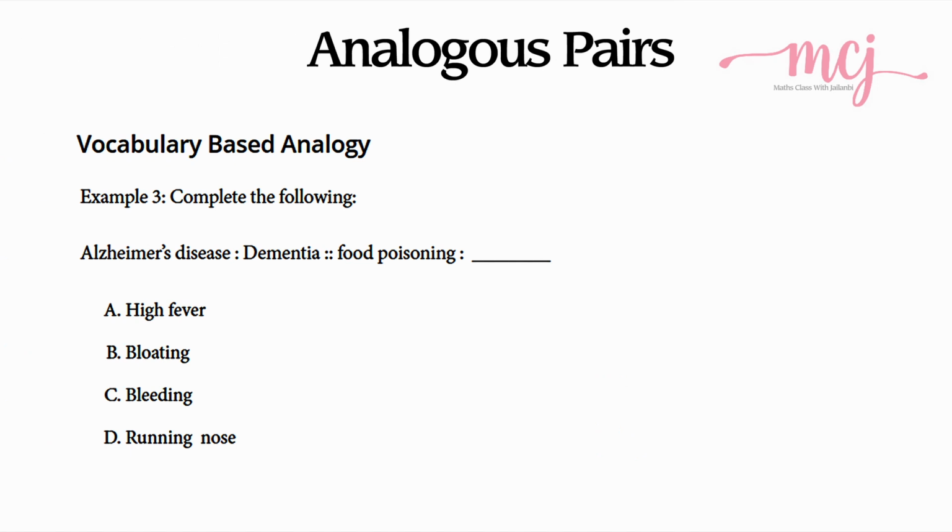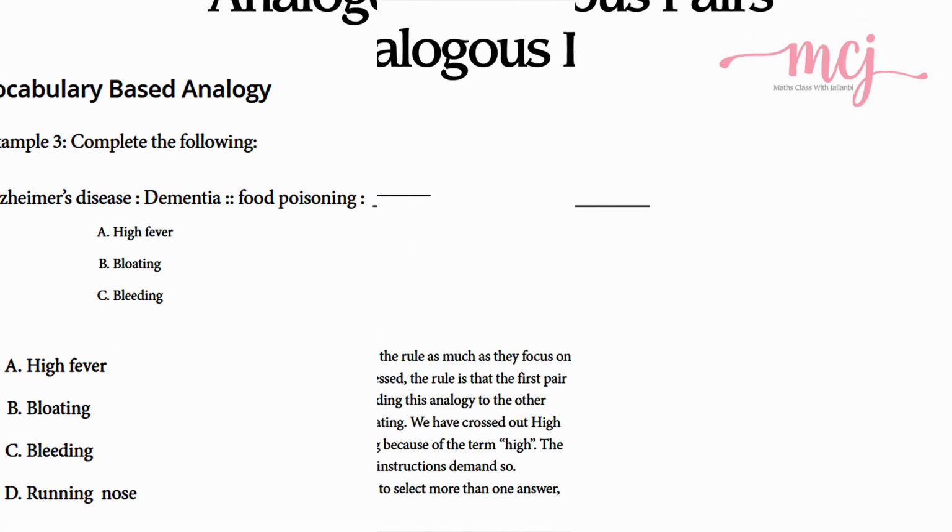Next, vocabulary based analogy. In this section, as you might have guessed, the vocabulary of the candidates is checked. Let us see this with the help of an example. Here we have the example. Alzheimer's disease, dementia, food poisoning, dash. Here we have some options. Let us find out the answer.